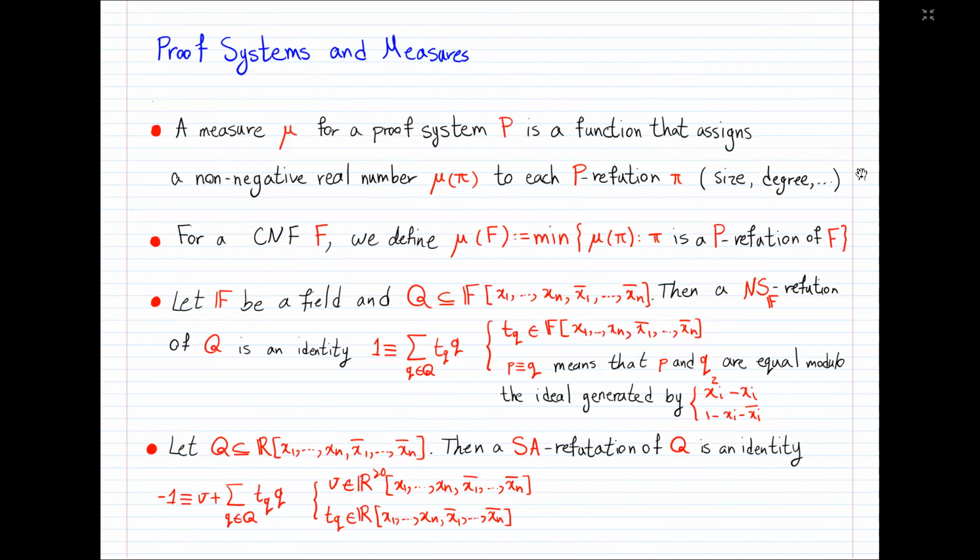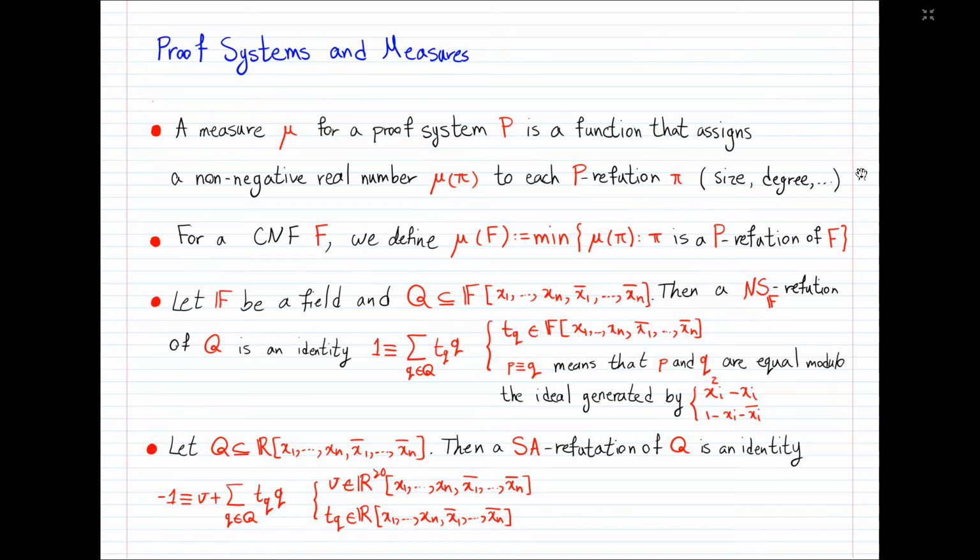A measure mu for a proof system P is a function that assigns a non-negative real number to any P refutation pi. So mu can be size, degree, width, etc. For a CNF f, we define mu of f as the minimum over all mu of pi, where pi is a P refutation of f. So the size of f is the length of the shortest P refutation of f.